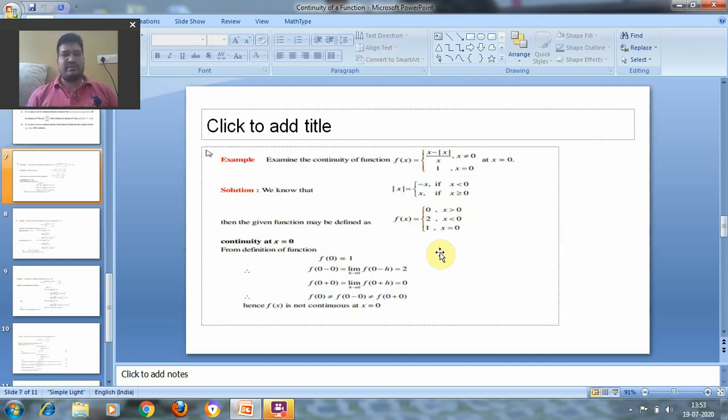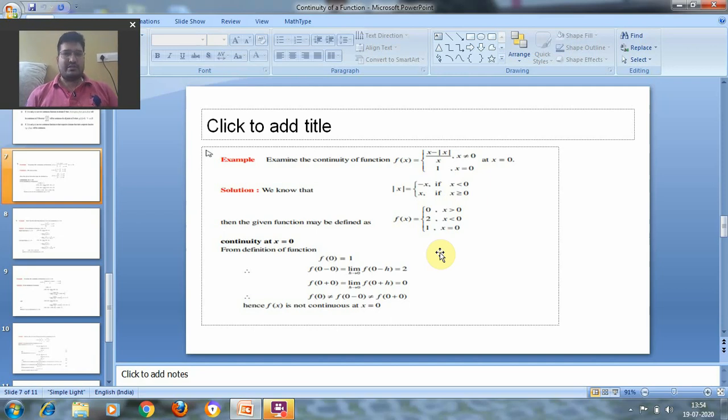Now there are some basic examples we can take of continuity. I repeat, a function f(x) is said to be continuous at a particular point x = a if the left hand limit at x = a is equal to the right hand limit at x = a, and equal to the value of the function at x = a.